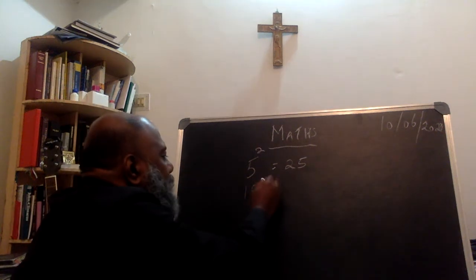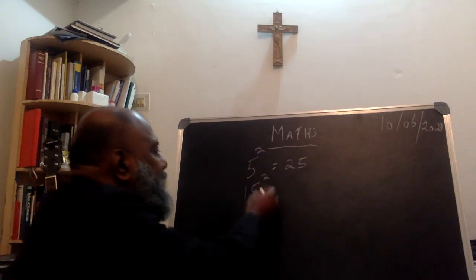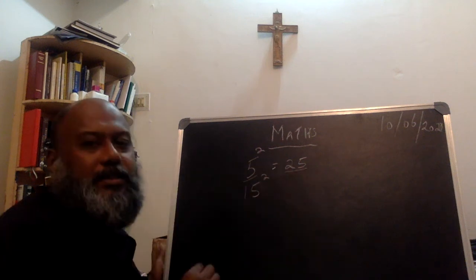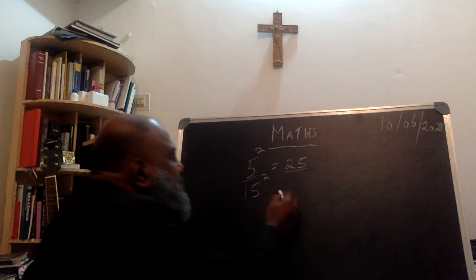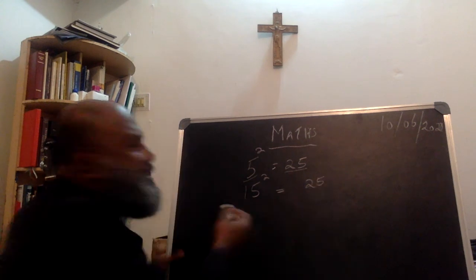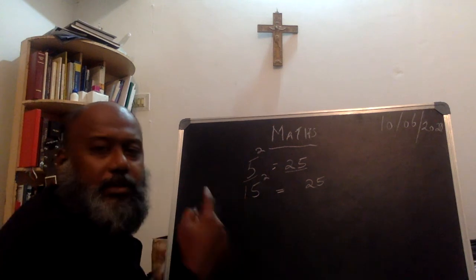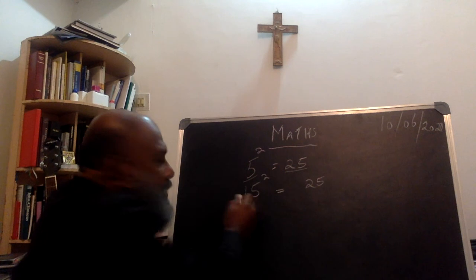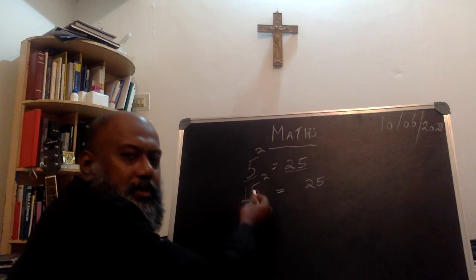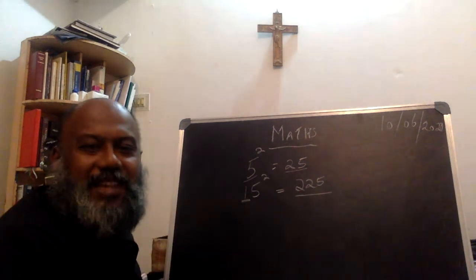So how do we find 15 square? Very simply put, we know anyway that all numbers that end with 5 will have 25 at the end. So 15 square will end with 25. We just need to find out what is the number after 1. The number after 1 here is 2. So we just multiply 1 with 2, and that becomes 225. It's as simple as that.